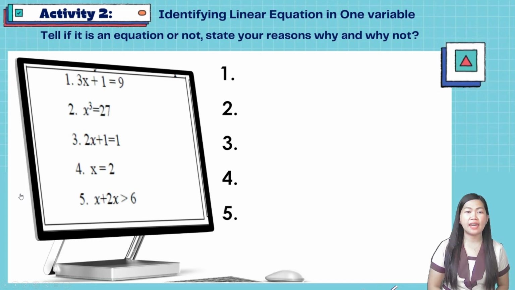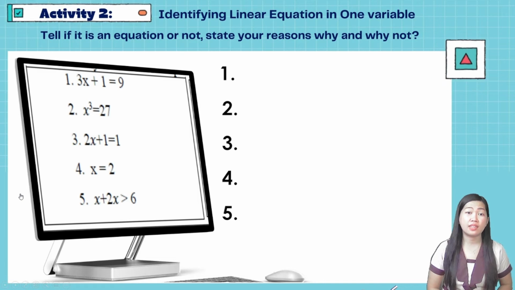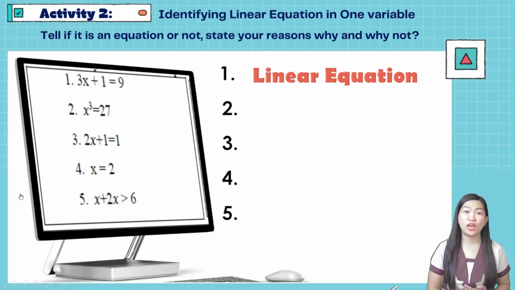We have 3x plus 1 is equal to 9. What do you think? Is this an equation or not? So let's see the answer. The answer is linear equation. So I am sure you have reasons why your answer is linear equation or not. But the answer to number 1 is linear equation. So later on, we will find out if your reasons are correct.